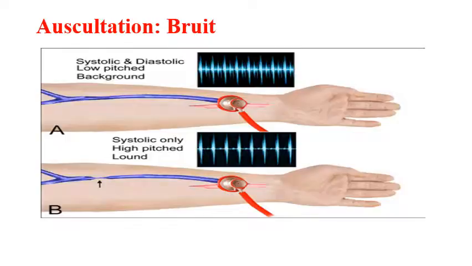and diastolic low pitched. If you find that this bruit is high pitched and systolic only, this means there is a stenosis over the vein or obstruction over the vein, which causes this sound to be accentuated and systolic only. If you find it weak, this means there is inflow stenosis.